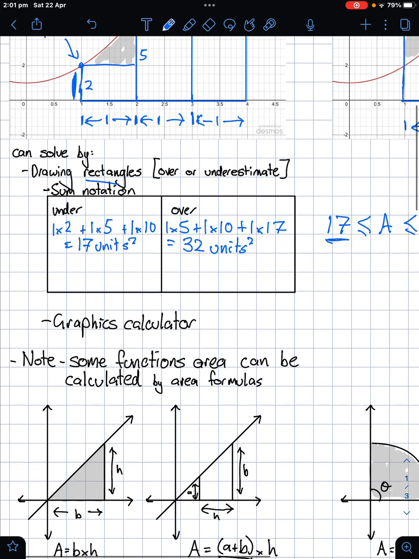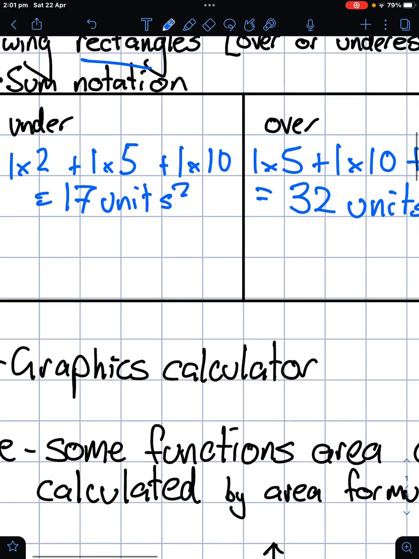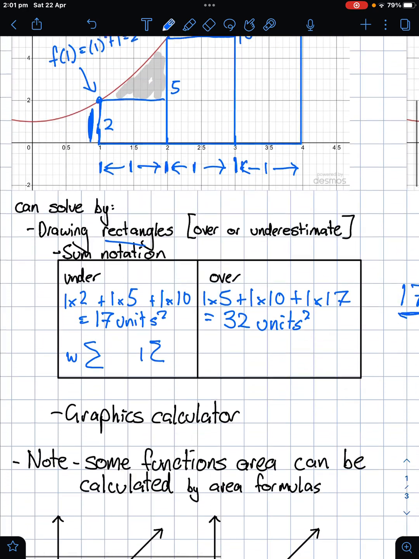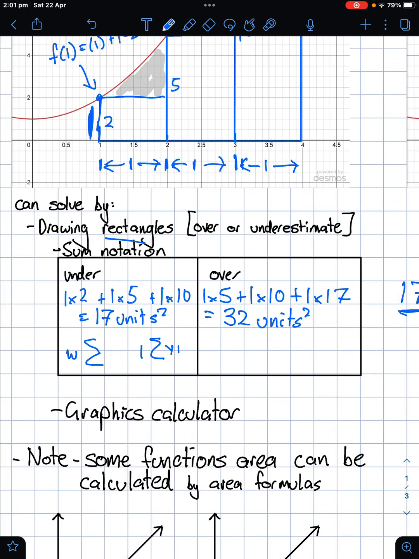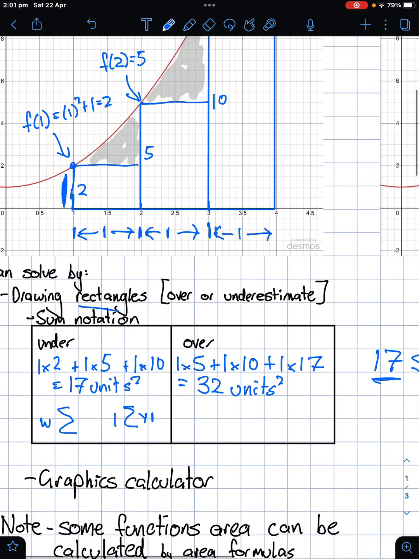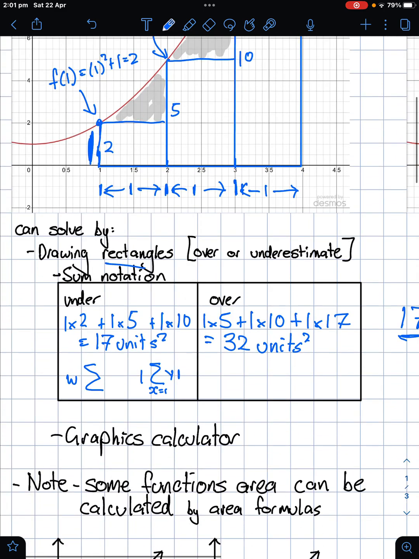Now, back in the day, before graphics calculators were as good, we would have had to set this up as a sum. So a sum of our width. Our width here isn't a half, our width is 1. So we would have multiplied our sum by 1, and we got our heights from our function. If we're using our graphics calculator, we would have said y1 and put in our values, and for an underestimate, x equals 1 up to 3.